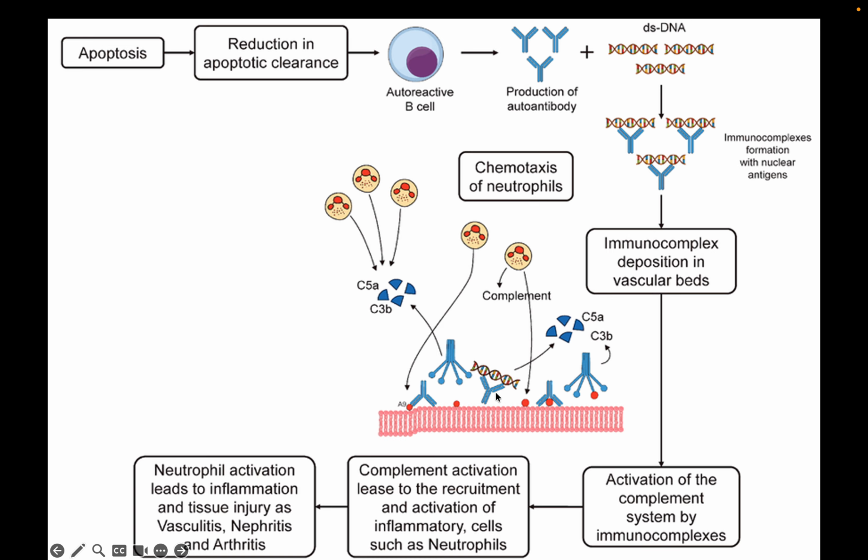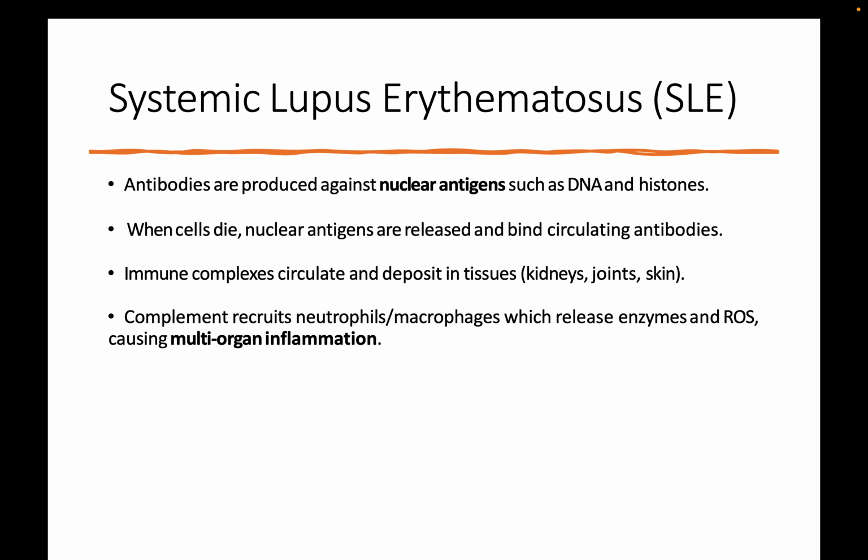They're going to come in and deposit all around your vascular beds. This could be in your kidneys, your liver, your skin, you name it. And you start getting activation of your complement system, activation of your neutrophils and macrophages, doing a lot of damage. This is why it's called systemic, because it's literally going everywhere, to your kidneys, to your joints, to your skin.